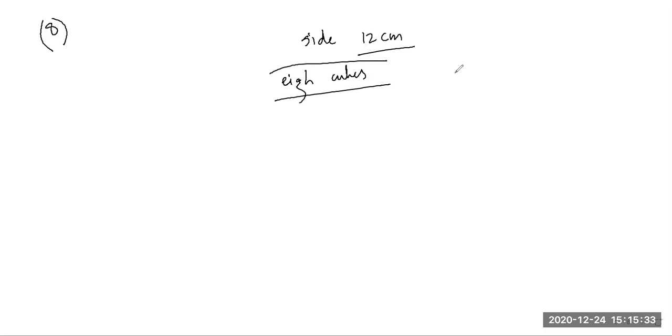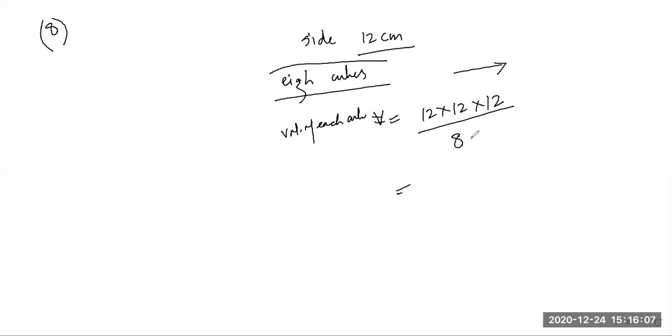Let me ask how it can be done. First we will find the volume of this cube of 12 centimeters, then we will divide that volume by 8. So the total volume will be 12 centimeter into 12 centimeter into 12 centimeter. Now the volume of each cube will be this divided by 8. So this is equal to 1728 divided by 8.